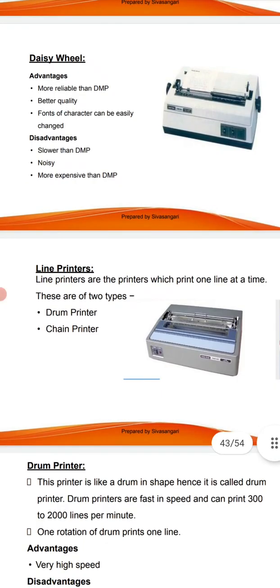Next one is line printer. Line printer prints one line at a time. There are two types of line printer. One is drum printer, another one is chain printer.